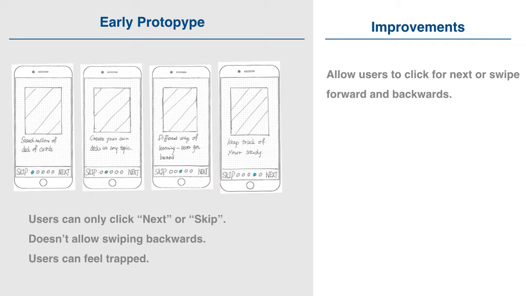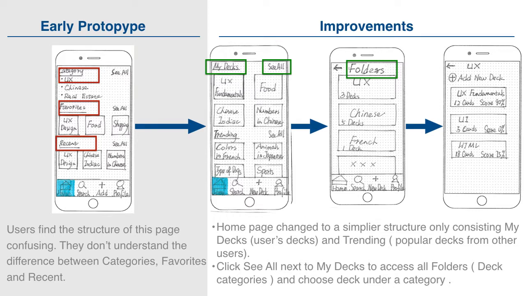So to improve that, in the next prototype, I will allow users to click for the next page or just simply swipe forward and backwards. And another issue that caused a lot of confusion is the homepage structure. Users find this structure of the homepage quite confusing. They don't understand the difference between categories, favorite, and recent.